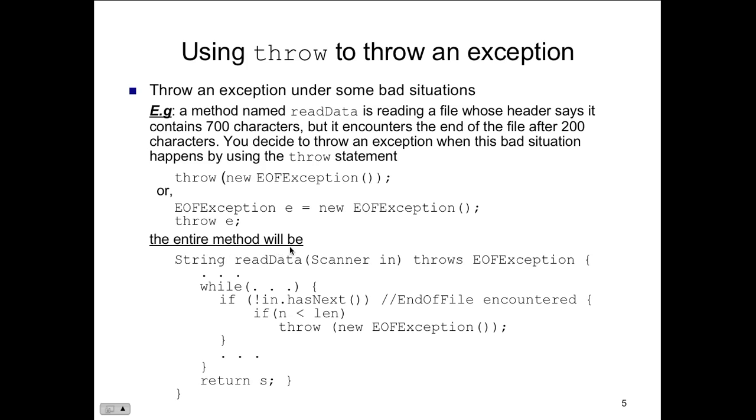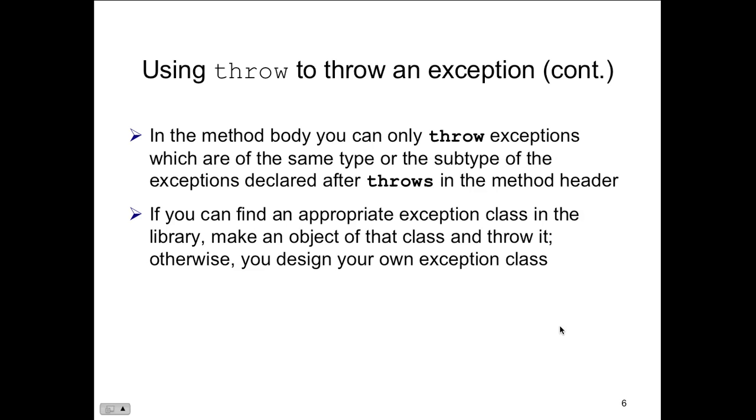The entire method will be, we're going to throw the EOFException, and down here we're going to throw the new EOFException. And this is in the middle of the while loop. It says while in has next, and we've seen this already in terms of iteration. If the length is smaller than the length of the file, that means we run out of stuff. So we're short. We're only 200 instead of 700 characters. So let's throw this exception and then return s. So, using throws to throw an exception, and we'll continue.